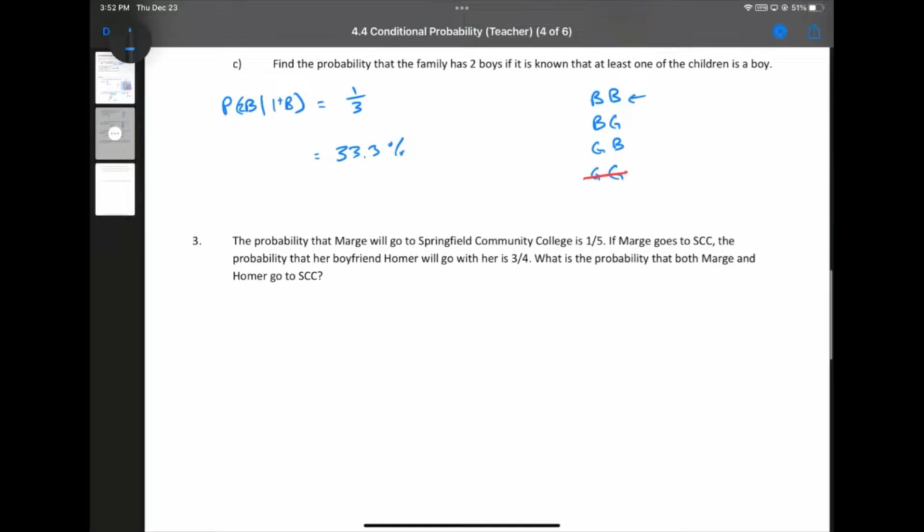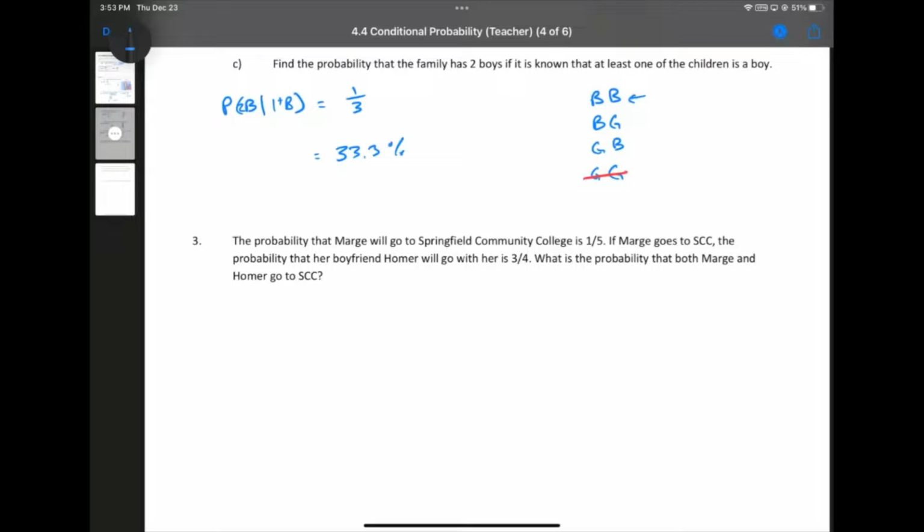Question 3 is an interesting one. I'm going to read it and then give you a moment to think about it because it's just interesting. The probability that Marge will go to Springfield Community College is 1 in 5. And if Marge goes to Springfield Community College, the probability that her boyfriend Homer will go with her is 3 out of 4, or 75%. What is the probability that both Marge and Homer go to Springfield Community College?